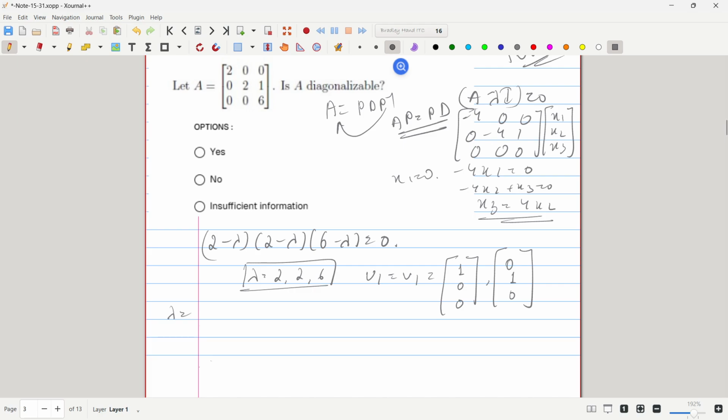So for lambda is equal to 6, their eigenvector will be x1, x2, x3. But x1 is 0, so 0. x2 is what? x2 is x2 and in place of x3 you can write 4x2. So your eigenvector will look like 0, 1, 4. Okay. So we got all three eigenvectors. So we'll create a matrix P as 1, 0, 0, 0, 1, 0 and 0, 1, 4.